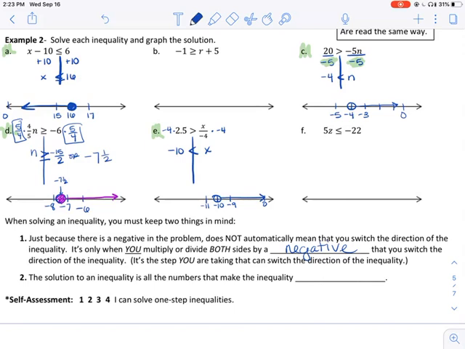And the solution to an inequality is all the numbers that make the inequality true. So when we're talking about x being greater than negative 10, that means that the solution is all of the numbers that are greater than negative 10. That's 5, that's 500, that's 100, that's pi. Whatever number you can think of that is greater than negative 10, it is a solution. That's why we need to do the graph, because that way we can show all of the solutions. Our solution is all of the points on that arrow.